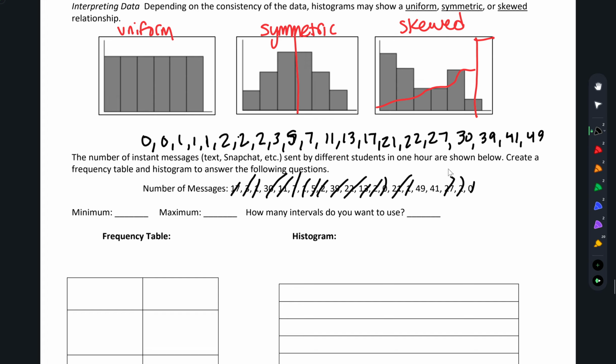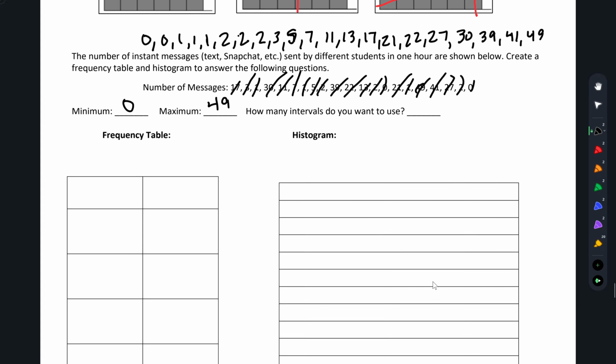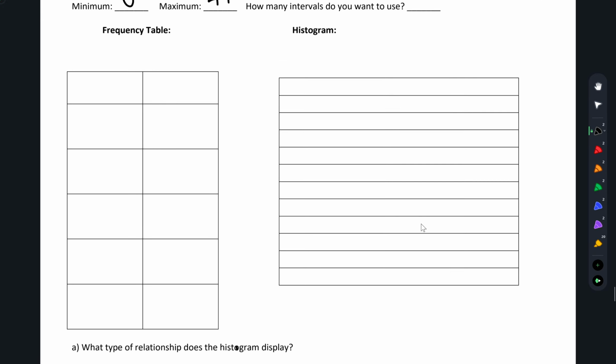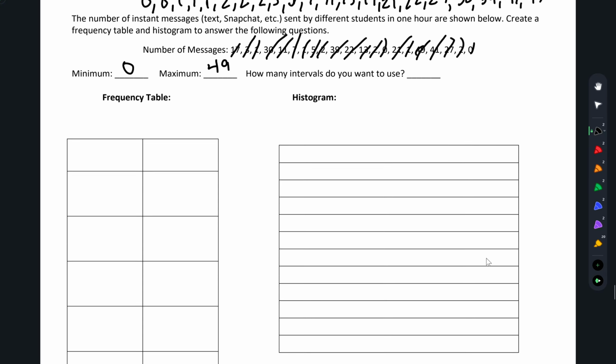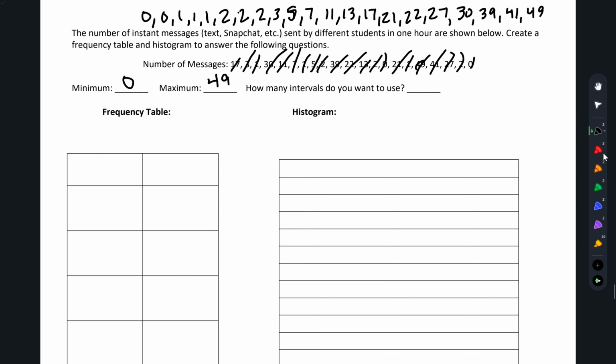All right, there's my data points in order. Everybody got them? Hopefully. I always like to double check that I have the same amount that I started with just to cover my butt. We're all good there? The minimum value is 0, the maximum value 49. We usually use about 4 to 5 intervals. This time my table has enough room for 5 intervals, so I'm going to go with 5 intervals.